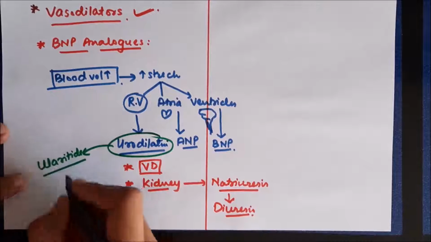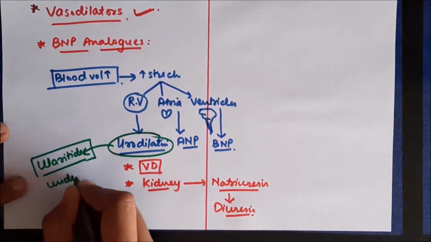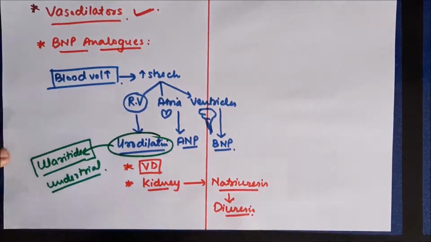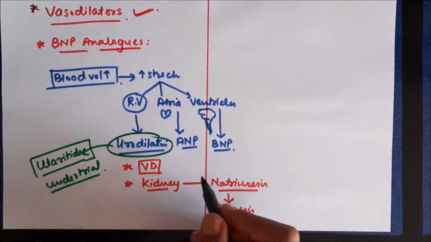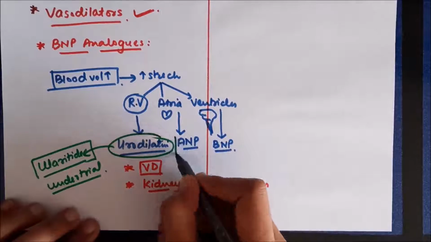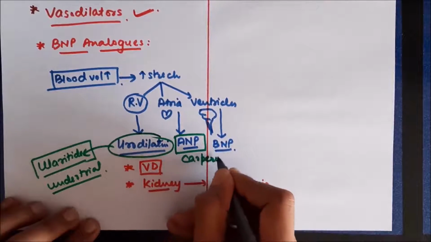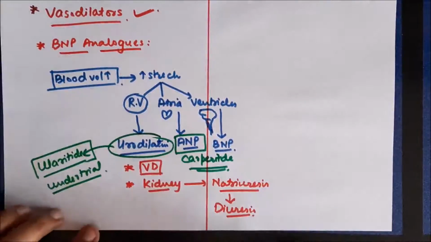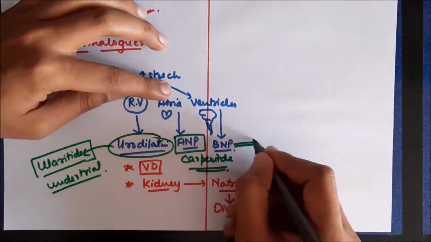So Ularitide is an analog of urodilatin. However, it's currently under trial and it's not in clinical use. And the analog of atrial natriuretic peptide has been developed and it is used in some countries. This drug is known as carperetide. However, it's not used in India yet.